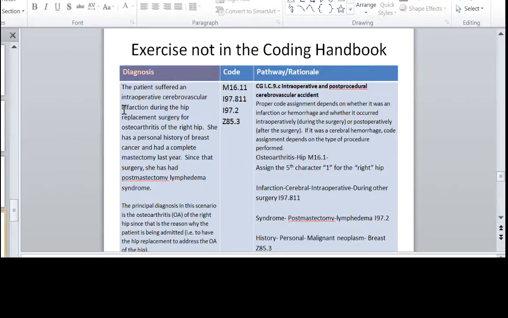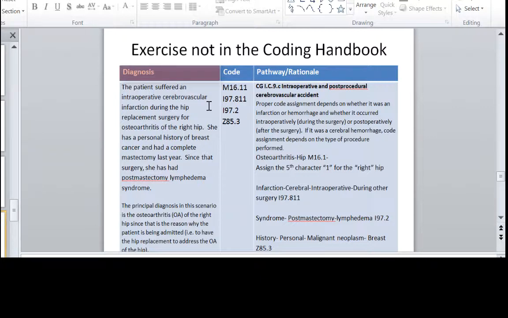Like here, this one, the patient suffered an intraoperative cerebrovascular infarction. Cerebrovascular means in the brain. Cardiovascular means in the heart. So this patient has suffered a brain infarct, intraoperative, during the surgery of this hip replacement surgery for osteoarthritis of the right hip. She has a personal history of breast cancer, had a complete mastectomy last year. Since that surgery, she has had post-mastectomy lymphedema syndrome.